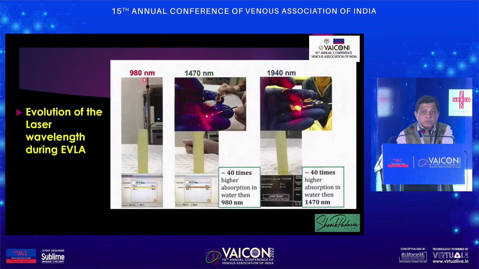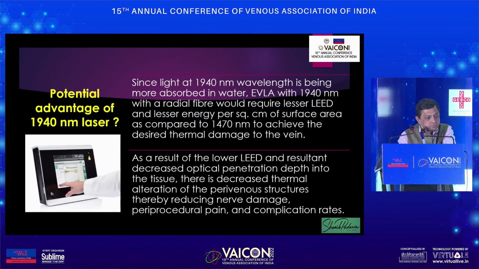But what we need to do is, does this really benefit our patients? So what exactly is the potential advantage of this 1940 laser? Since light at 1940 nanomicron wavelength is more absorbed in water, the EVLA with 1940 with a radial fiber would require lesser LEED and lesser energy per square centimeter of surface area of the vein. And as a result of that, there'll be less thermal damage to the vein.